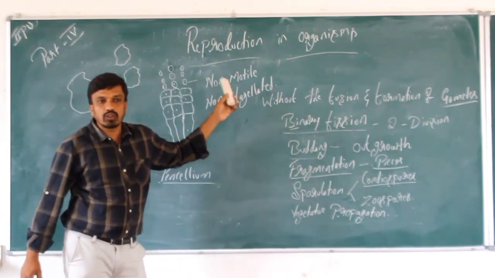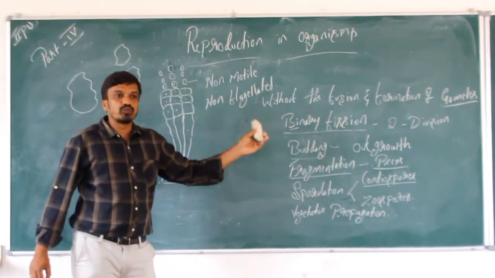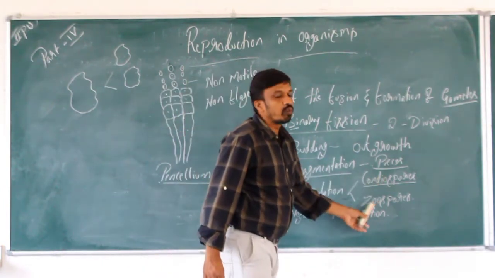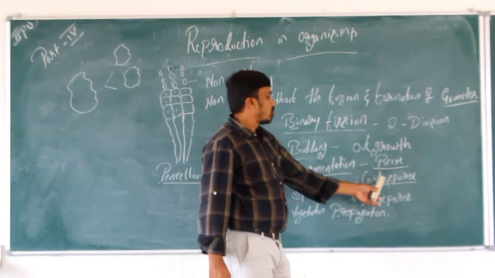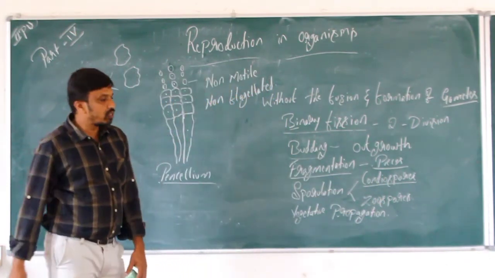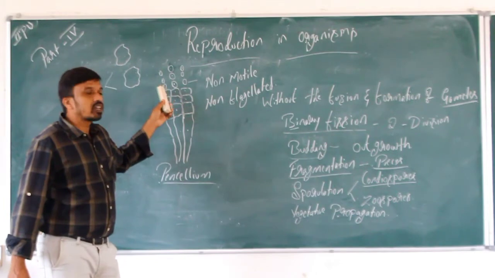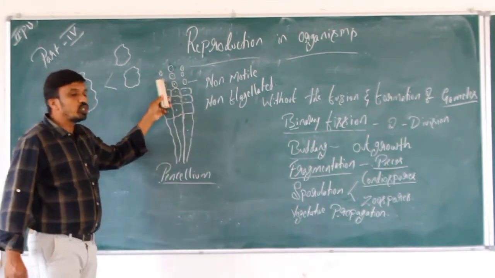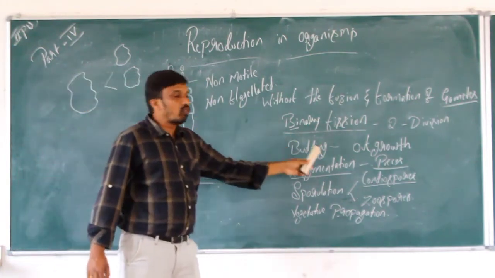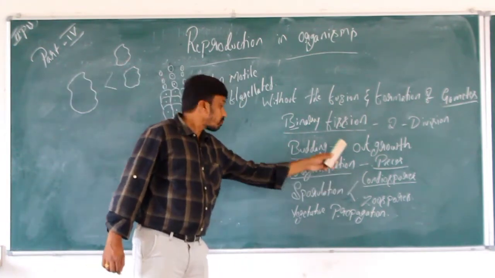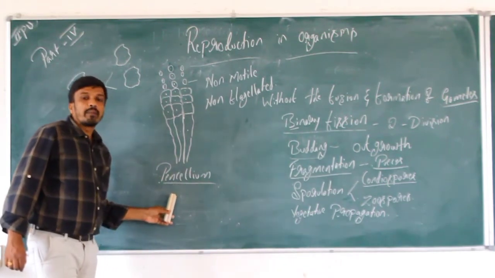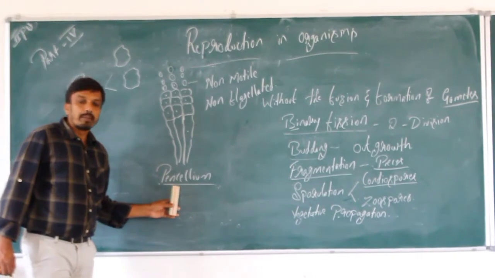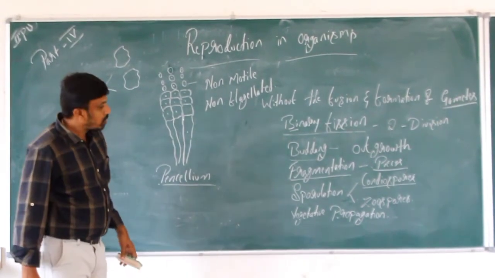They are going to ask for one more question: what are conidiospores, or what are zoospores? The first question has more chances. So how will the question be? What are conidiospores? Conidiospores are nothing but non-motile, non-flagellated, exogenous spores. They are produced in Penicillium and Aspergillus.